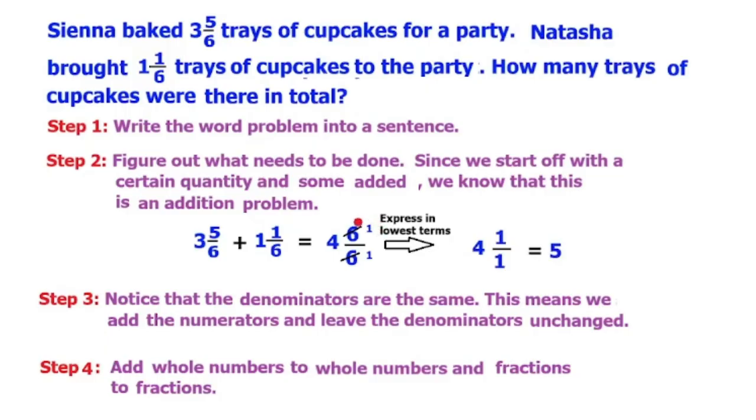And actually, we didn't really need to reduce this. We could have realized that 6/6 is the same as 1 whole. So we have 4 plus 1 is 5. And that's the end of that.